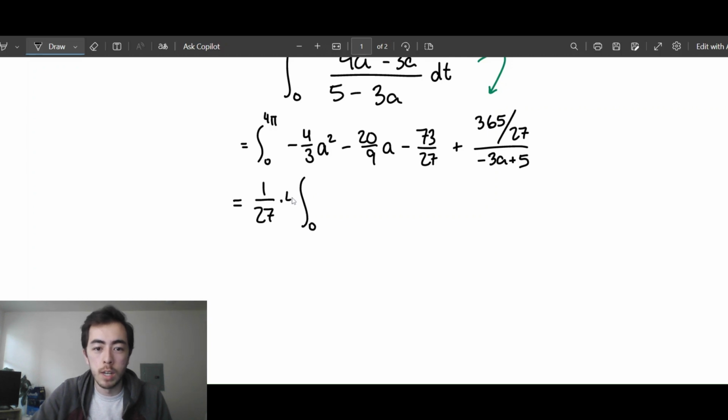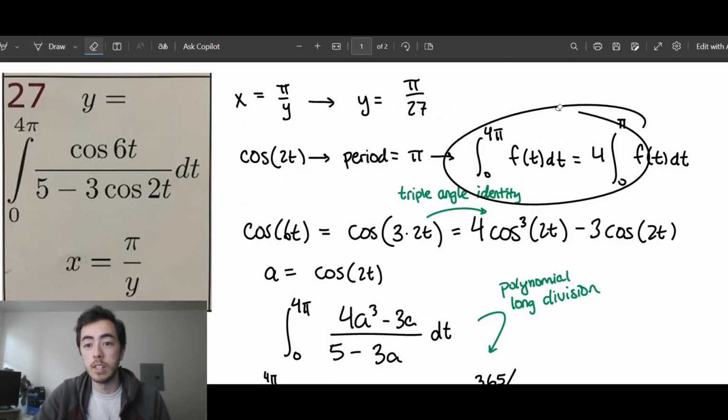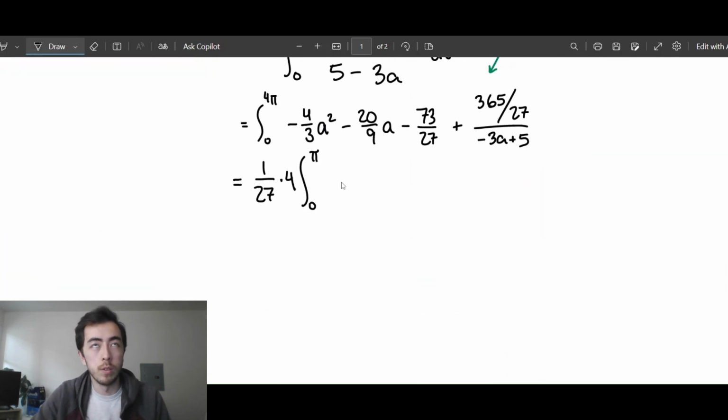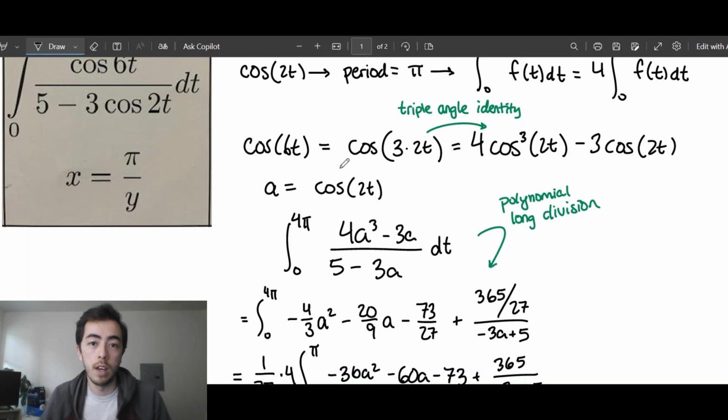And maybe now is a good time to also stick that 4 there, thinking back to this idea of the periodicity of my integrand. So taking out the 27, I think is going to multiply this 4 by 9. So I'll get negative 36a squared. Then I'll multiply this 20 by 3, so I'll get 60a. This 27 and that 27 match perfectly, so it's just a minus 73. And then as with this 27 here, I'll just do 365 over negative 3a plus 5. And so this a is still cosine of 2t.